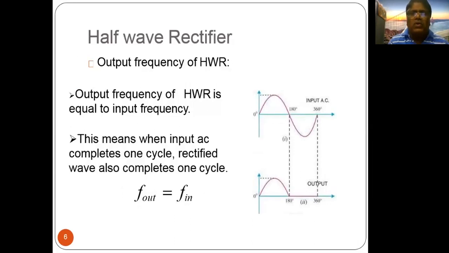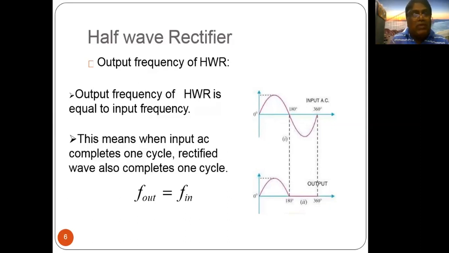So why? Because during the positive half cycle, for example, if the input is 2 volts, the same 2 volts will appear at the output side also. Why? Because the diode is conducting. So whatever voltage is applied at the input side, the same voltage will also appear at the output side during the positive half cycle.